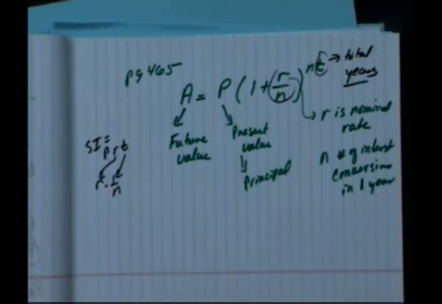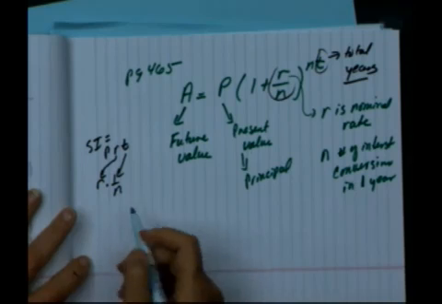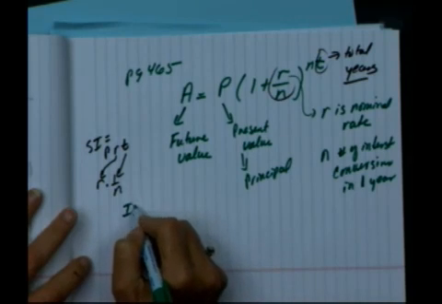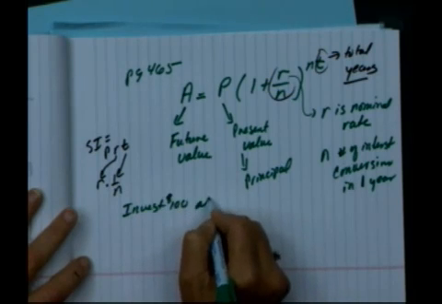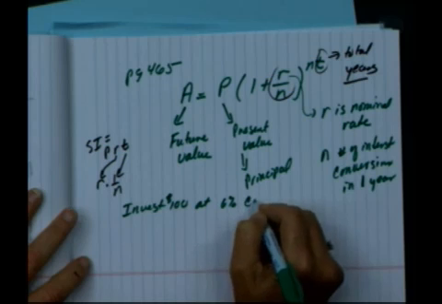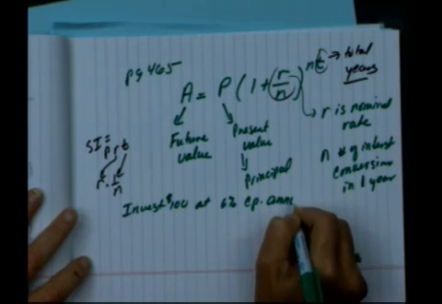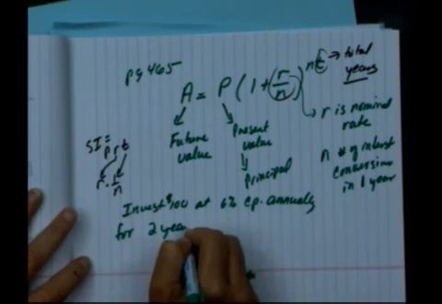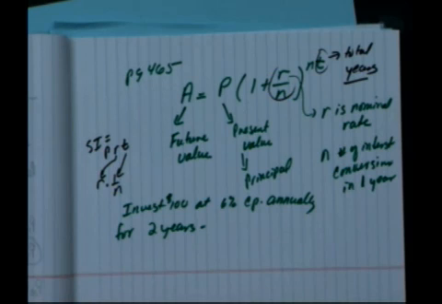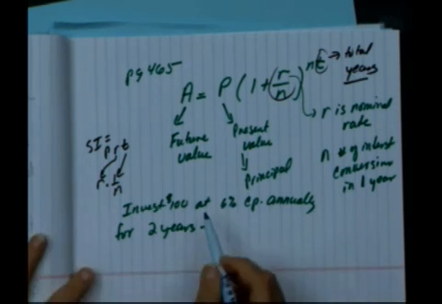All right, so if we were just working with our problem before, invest $100 at 6% compounded annually for 2 years. All right, because we worked it out longhand. Let's use it in our formula.